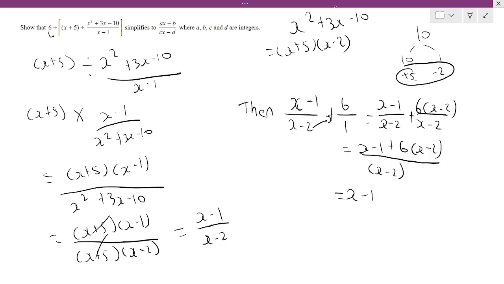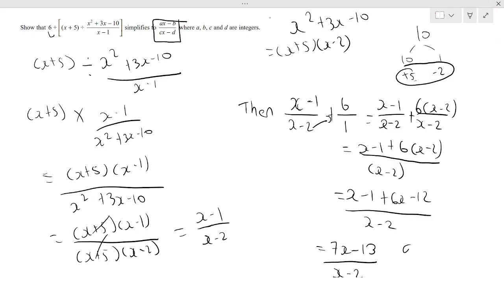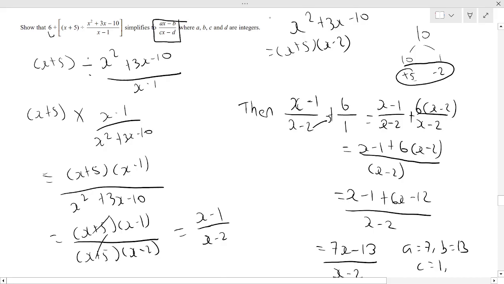And so then next, expand the bracket, right? So then x minus 1 adds 6x minus 12 over x minus 2. And then let's simplify. So x plus 6x is 7x. And then minus 1 minus 12 is minus 13 over x minus 2. And this looks like this form here, doesn't it now? We're good. Because obviously if we compare, A would be 7, B would be 13, C would be 1, and then D would be 2, okay? 7x minus 13 over x minus 2. Cool. And so that's the idea of this.